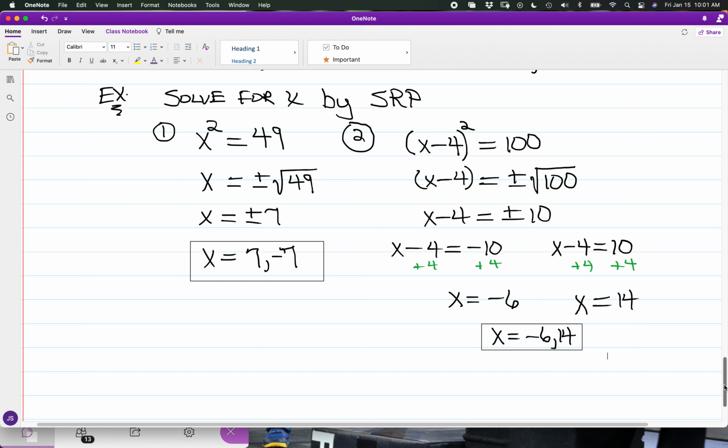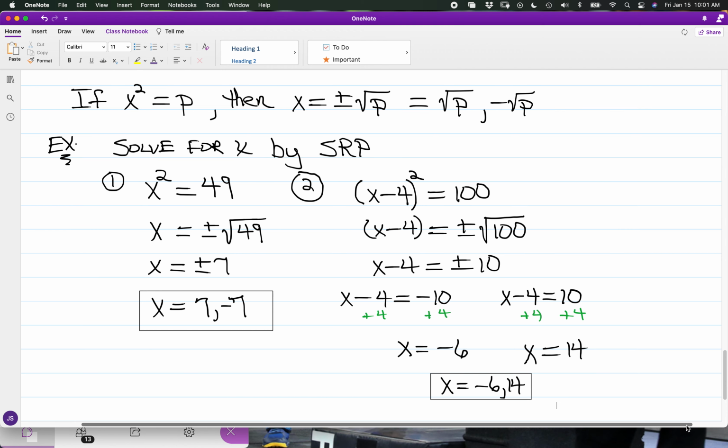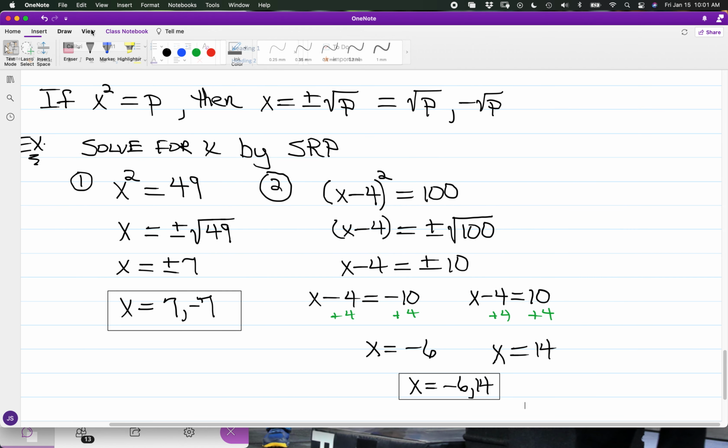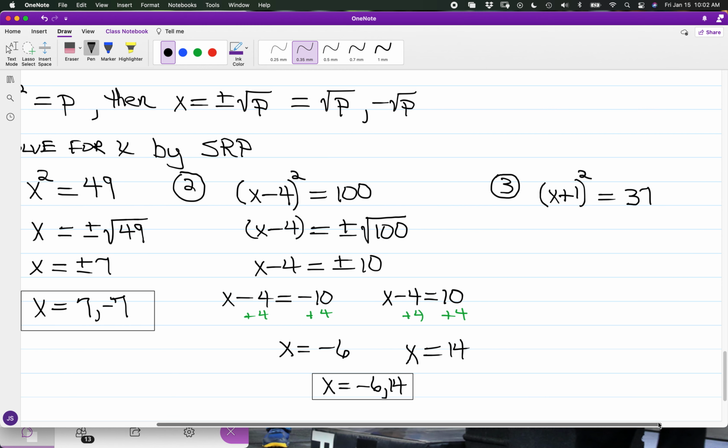Now there are those quadratic equations that will come out nicely where the solutions will be integers. But you might have those solutions that might not consist of integers or even rational numbers for that matter. And let's say that if I have something like x plus 1 squared is equal to 37. So the square of x plus 1 is equal to 37.